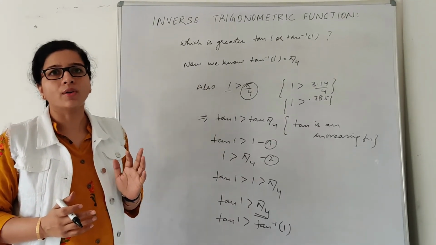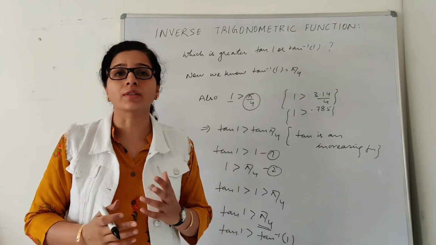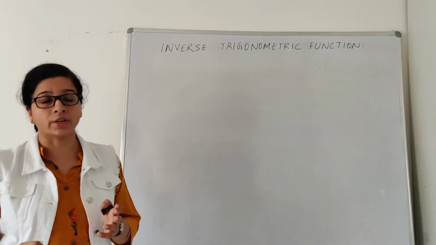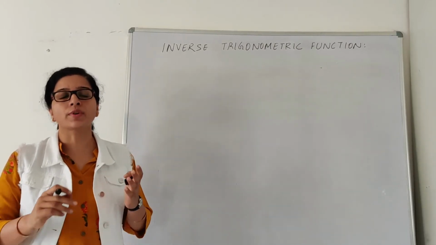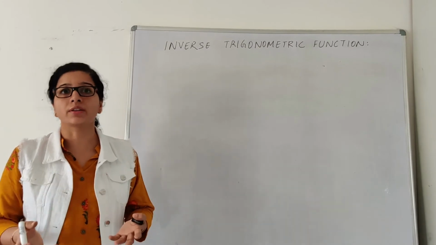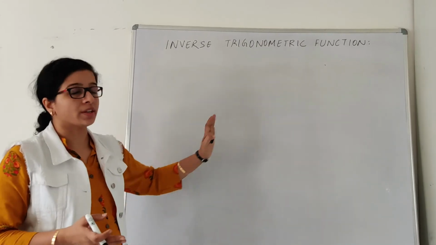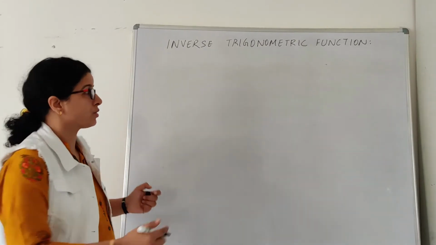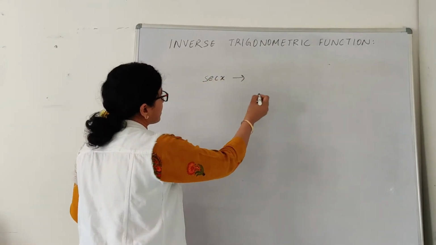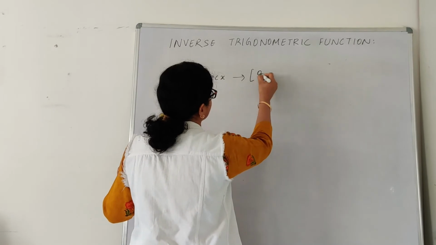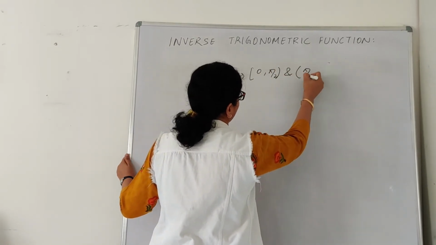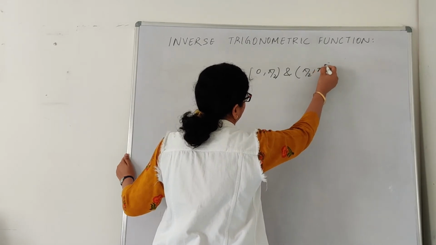Okay? Now let us move to the secant inverse function. So now we are talking about the remarks on the secant function and secant inverse function. When I am talking about the secant function and secant inverse function, both are increasing functions. Now we'll check the intervals on which they are increasing. So secant x is an increasing function in the intervals 0 to pi by 2 and pi by 2 to pi.